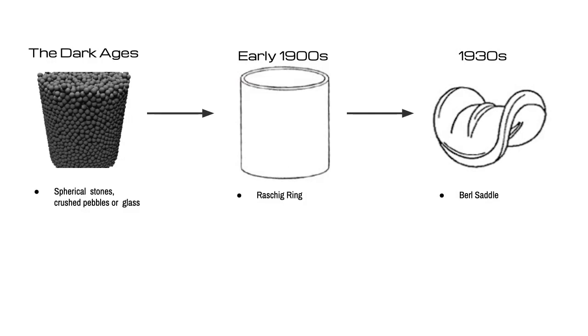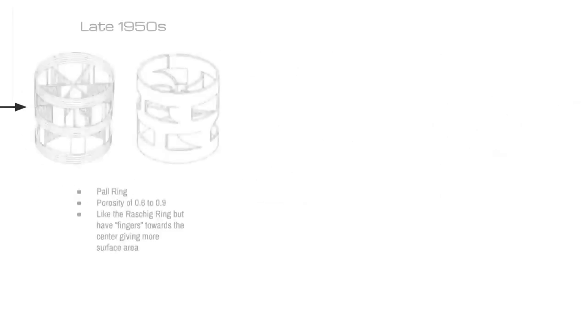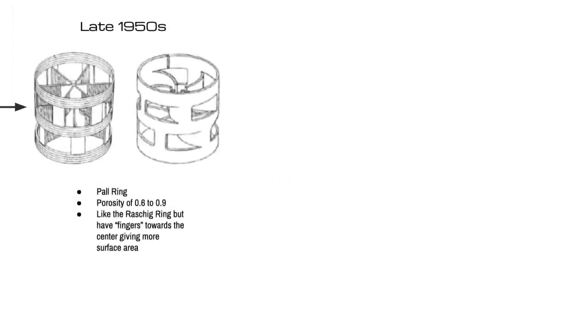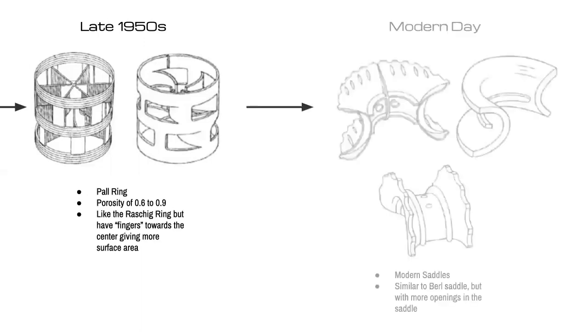Before we go into that, let's keep going a little farther into our time-traveling journey. In the late 1950s, a more modern ring called the Pall ring was developed. All rings usually have a high porosity of around 0.6 to 0.9 and a low pressure drop. The Pall rings allowed for more surface contact with the fluid than the original rings while still allowing for high porosity. Finally, the modern saddles were developed.